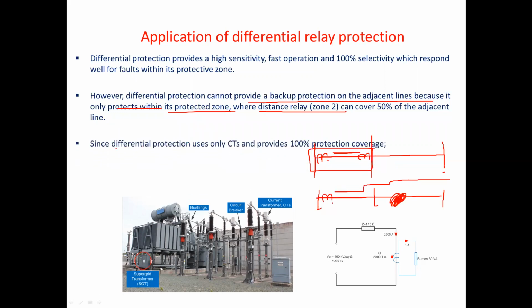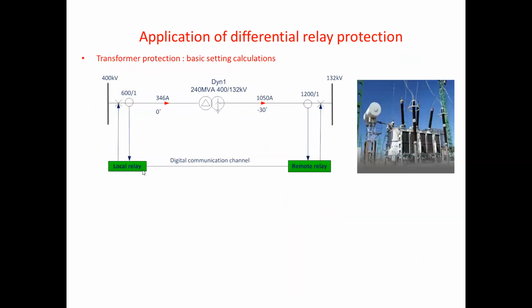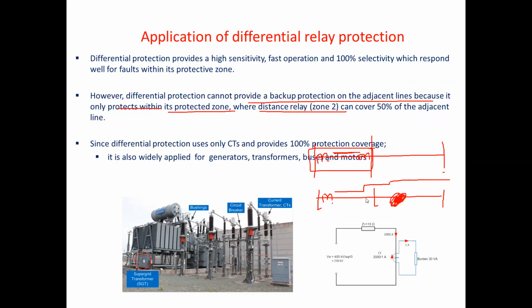However, since differential protection uses only CTs and provides 100% protection coverage, it is also used for generator, transformer, bus bar, and motors. Distance protection we normally use for a transmission system or sub-transmission. So unit protection is often chosen, and is highly applicable, especially for weak sources, because it is based on the current differential.